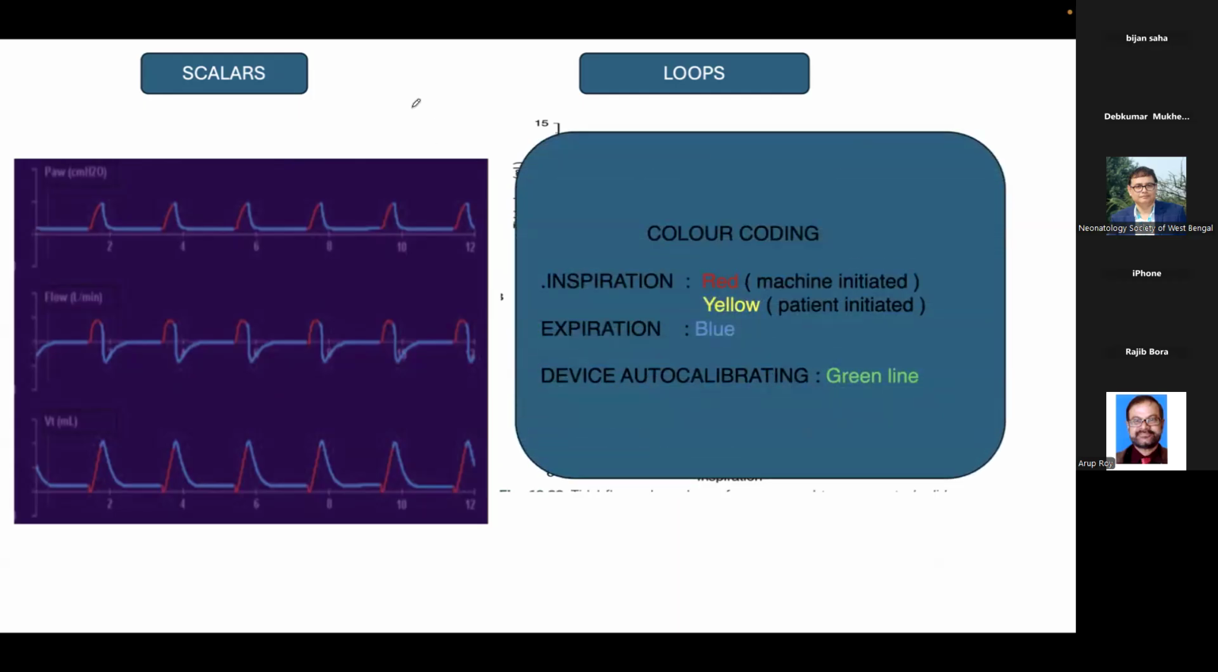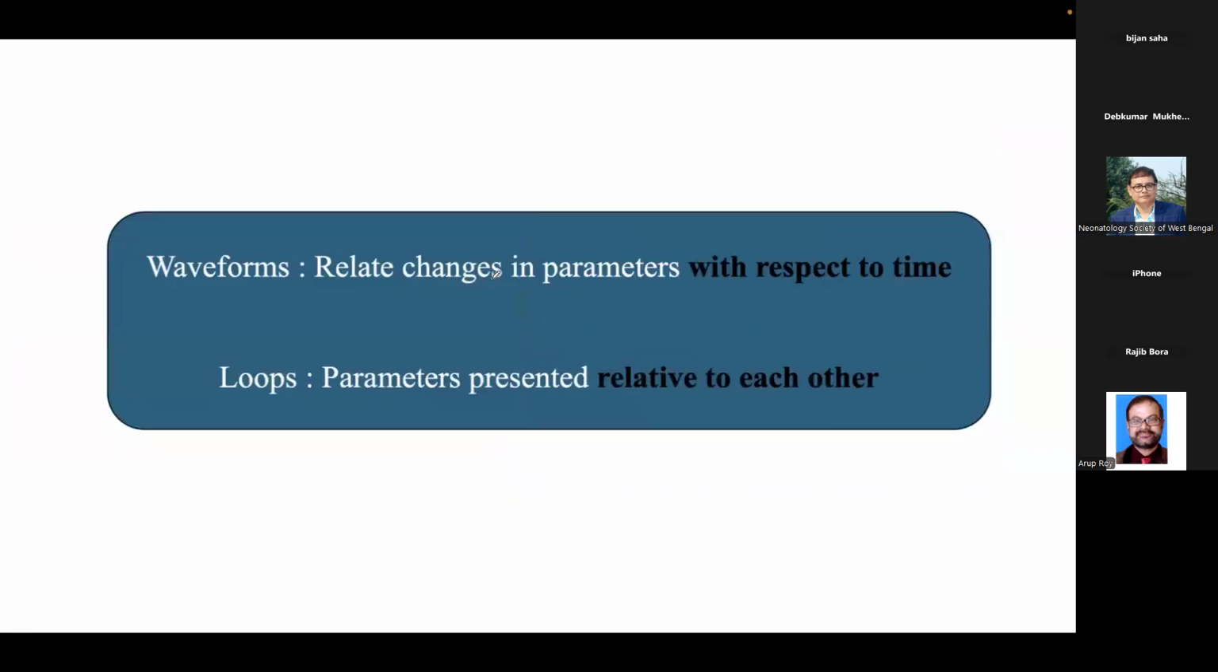Another important invention is that these software let us know whether the breaths are patient initiated or machine initiated. How is it done? In most modern ventilators, inspiration, if it is machine initiated, is generally shown in red, and if it is patient initiated, it is generally shown in yellow. On the screen, you can see this is red in color, so these are all machine initiated breaths. Sometimes the device may do auto calibration, and at that time a green line might appear. How it helps is that by only looking at the color, we can know whether it is a machine initiated breath or a patient initiated breath.